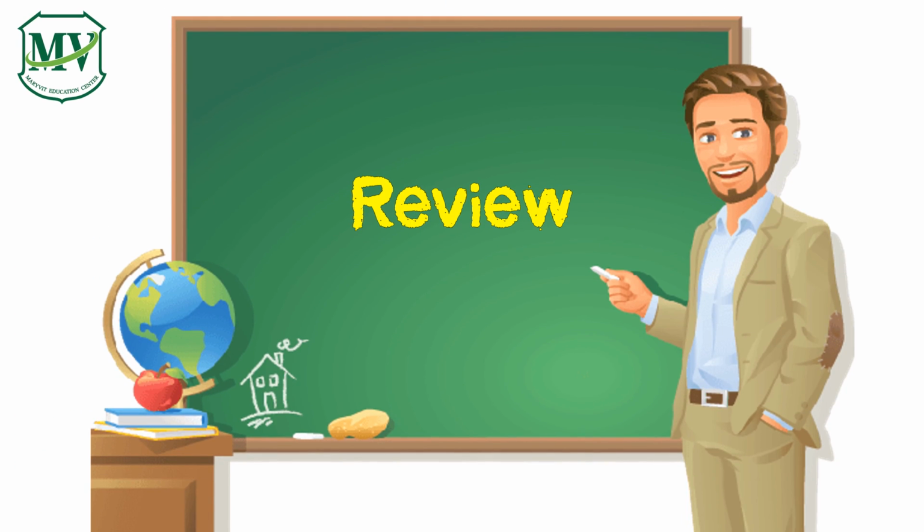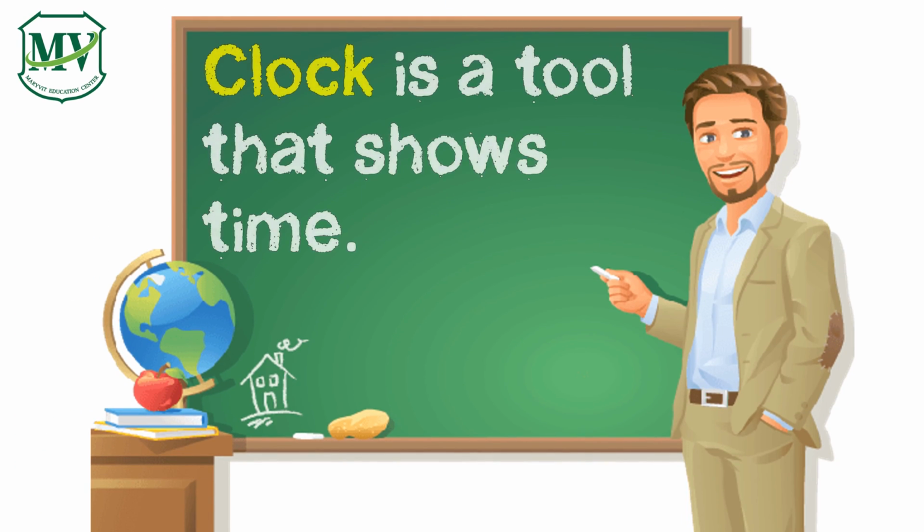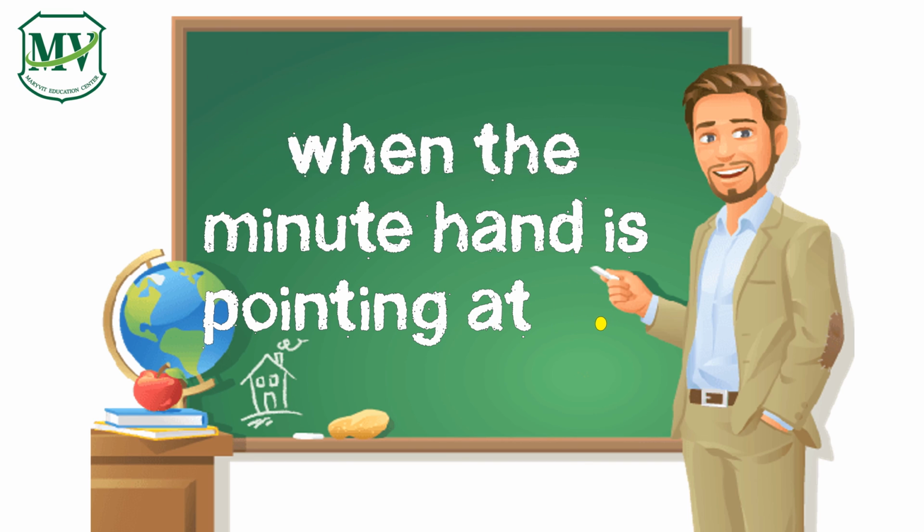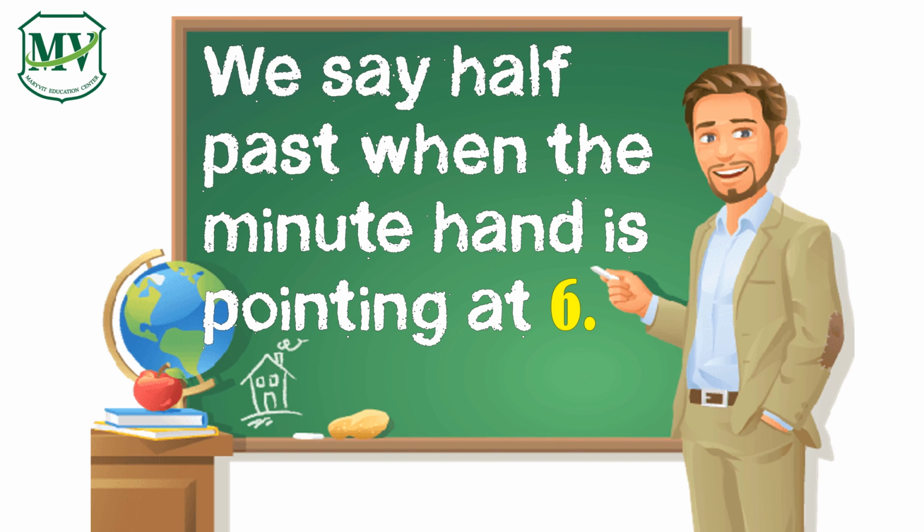Let's review. Clock is a tool that shows time. We say o'clock when the minute hand is pointing at 12. We say 3:30 when the minute hand is pointing at 6.